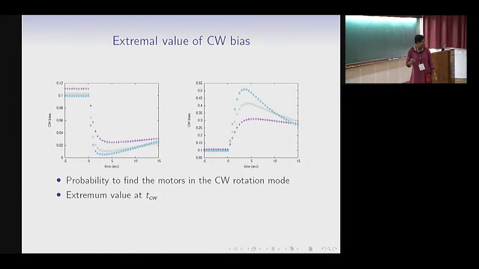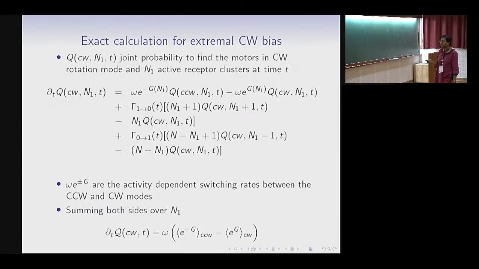So these are the results for the other quantity, clockwise bias, which experimentalists also measure. So here we have plotted the time evolution of clockwise bias. It also remains constant in the pre-stimulus state, decreases sharply, reaches a minimum, both for step addition and step removal. And we call this extremal value at that time TCW. We can exactly calculate this extremal condition also. I will not go through all the details, just tell you the outline of the calculation.